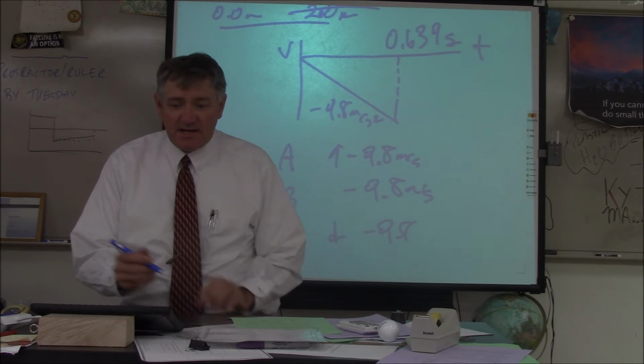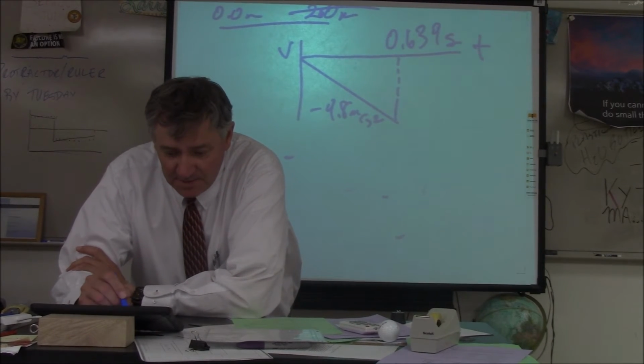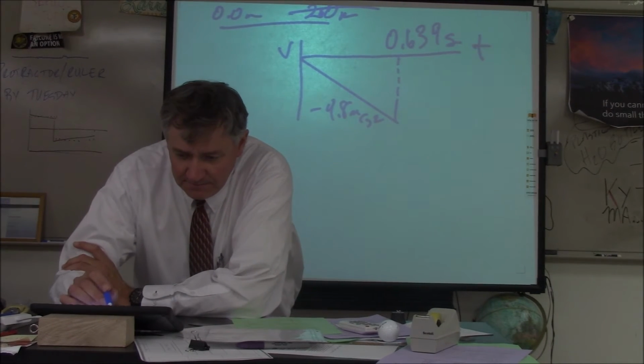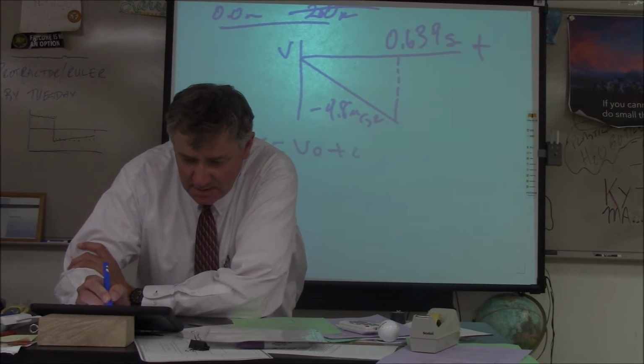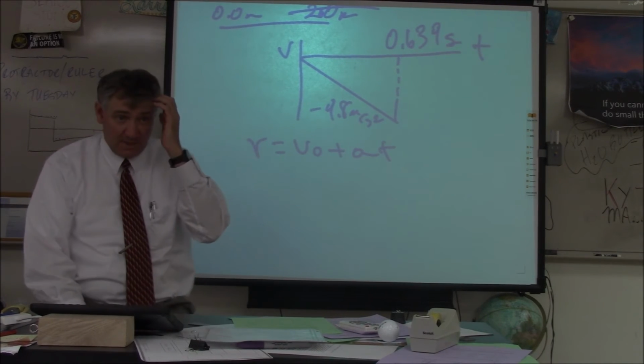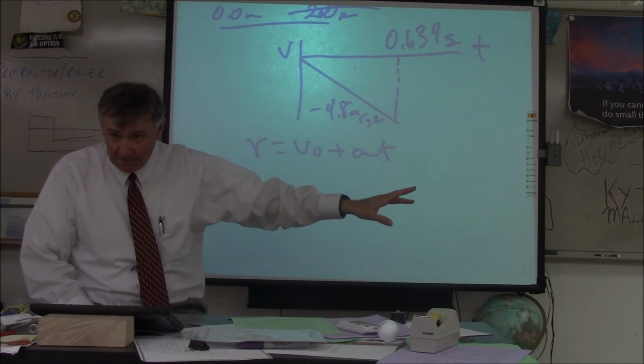There's two ways I can calculate that final velocity, and I'm going to show you both ways. There's pros and cons to both. So one option is that we use V equals V naught plus AT. It's a linear function, right? Because it's acceleration times time.